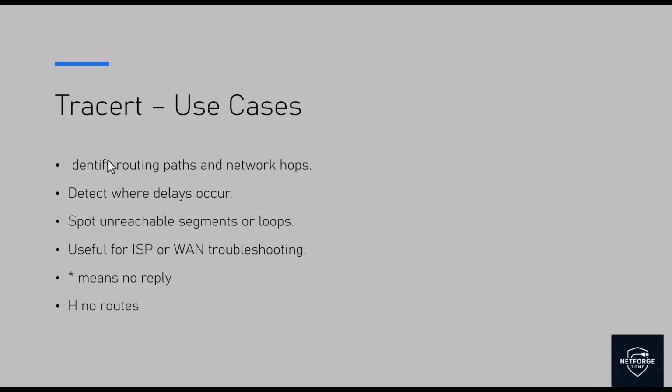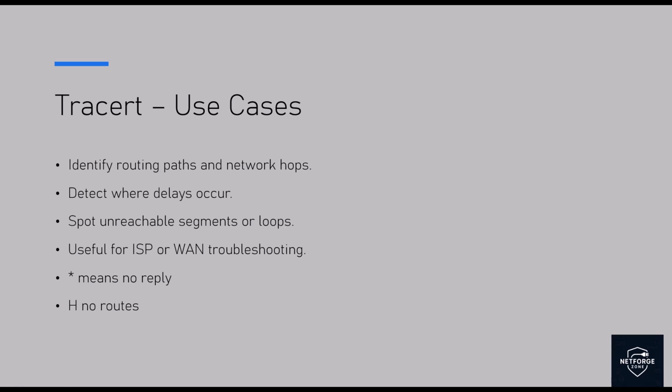And the use cases: identify routing paths and network hops, detect where delays occur, of course, because we have some information about the delay as well, right? Then spot unreachable segments or loops, as you saw that. Useful for ISPs and when troubleshooting. And this star means that there is no reply. H means there is no route.